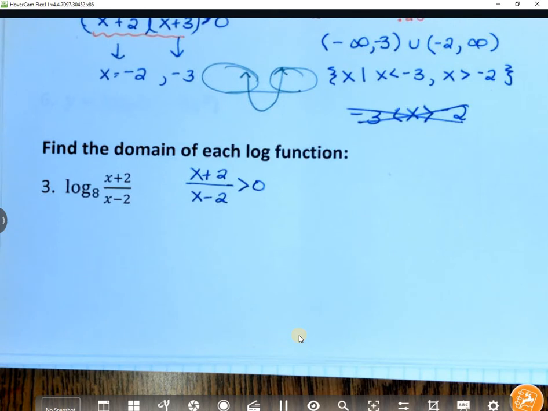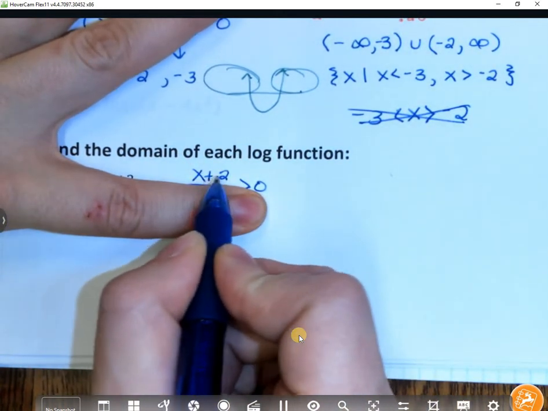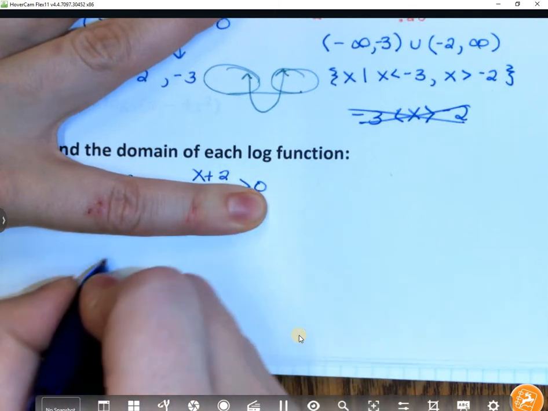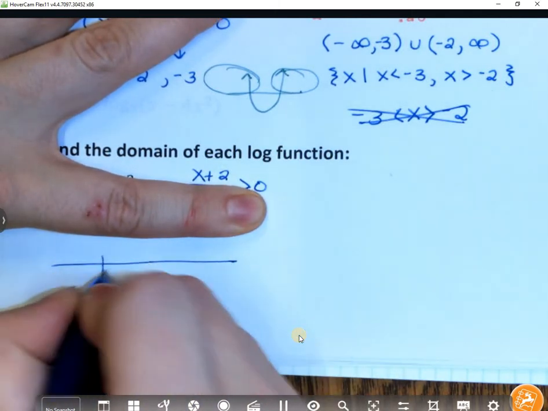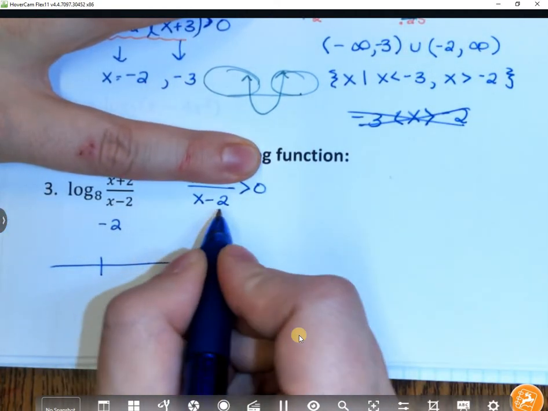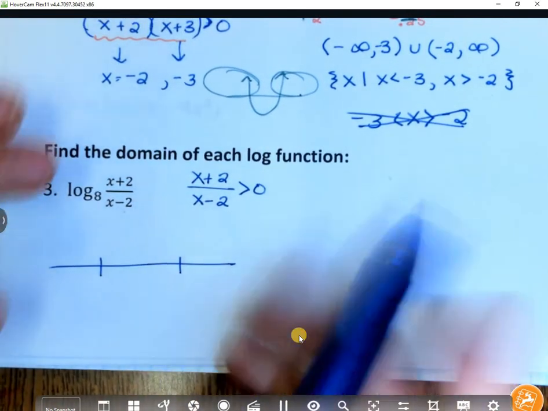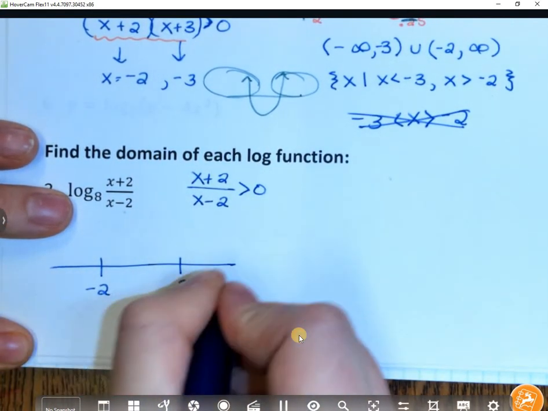So where we start, where we always start, is finding numbers that make it 0 or make it undefined. What number could I plug in here to get 0? -2. So I'm going to have -2. And what number would I plug in here to make it 0? 2. So actually I'm going to write these down here. The smaller one goes on the left, bigger one goes on the right.